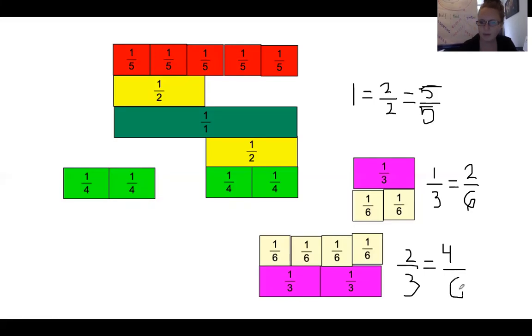Now what is happening here? 2 times what is equal to 4? 2 times 2, and 3 times what happens to the top must happen to the bottom. So 3 times 2 is also 6. So you see how what happens to the numerator must happen to the denominator. Same thing here. 1 times 2 is equal to 2. 3 times 2 is equal to 6.